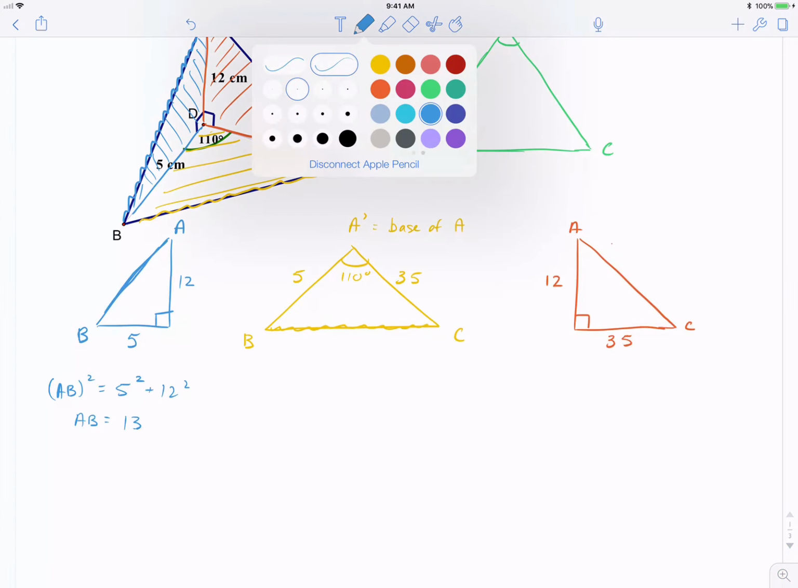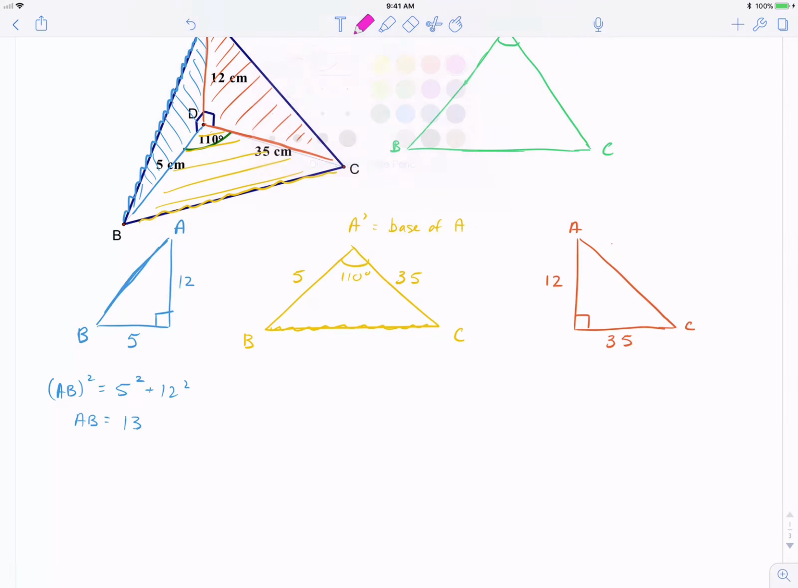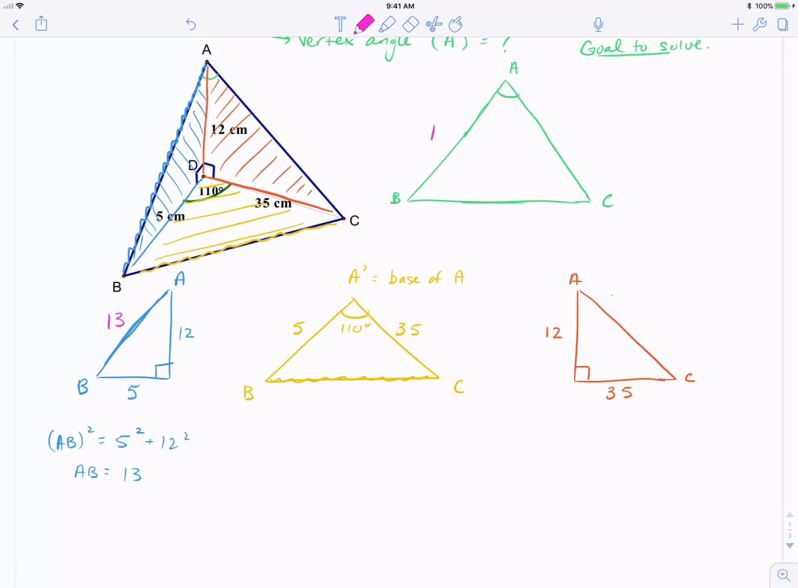So this is a solved length. I'm going to do all of my solved lengths in pink so you can see on the diagram that they have been solved. AB is 13. I might as well take that same information and translate it to my goal diagram to solve.